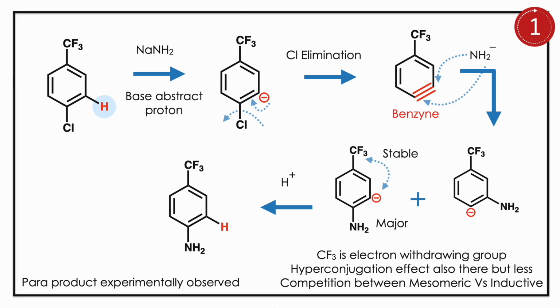It can either attack meta or para, but the meta position leads to the anion near to the fluorine. So it's an electron withdrawing group. Even though it has hyperconjugation, electron withdrawing ability dominated. You have the final product with para substitution. Then the anion is quenched, you have hydrogen there. The concept you have to learn here is anion stability dictates the benzyne reaction pathway.